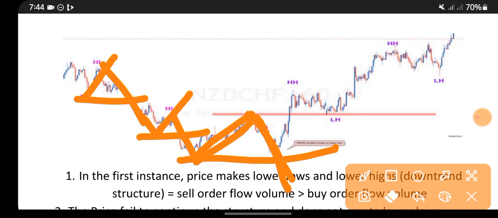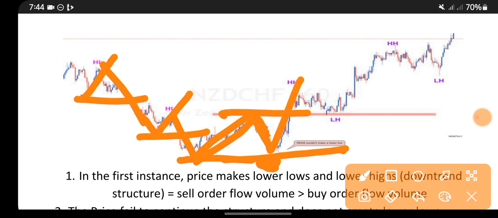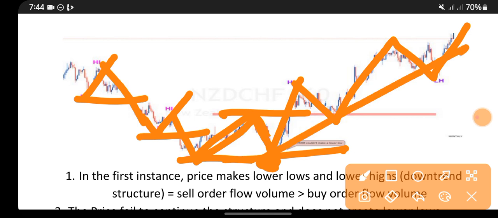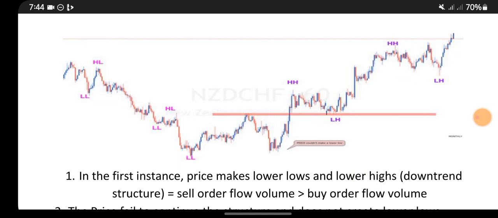So if it's not able to break it, it should tell you that there is a potential trend change. This is where it's supposed to come, and it didn't even tap that area, and then it's going to break the previous lower high. That should only tell you that the price is about to change. And then yes, it went on to change, and then we are in an uptrend. Good.